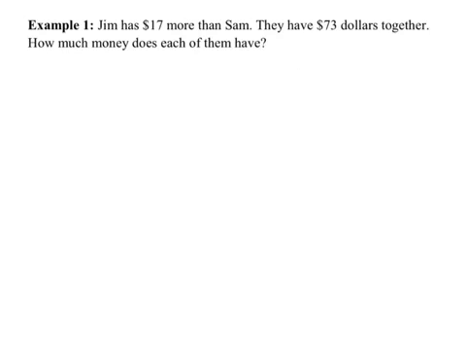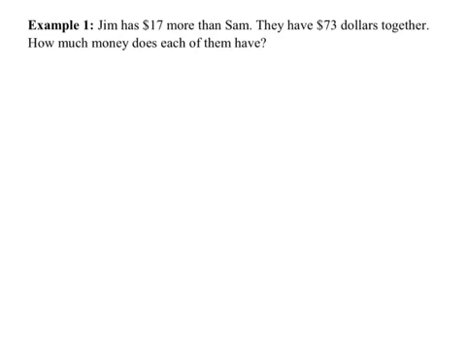Jim has $17 more than Sam. They have $73 together. How much does each of them have? Now, we solved problems like this already, where we wrote variables in terms of each other. But what I would like you to do here is start with a let statement for two quantities. How much money does each of them have? So we're going to look for X and Y, or J and S for Jim and Sam. Call it whatever you would like. So let's start with our let statements.